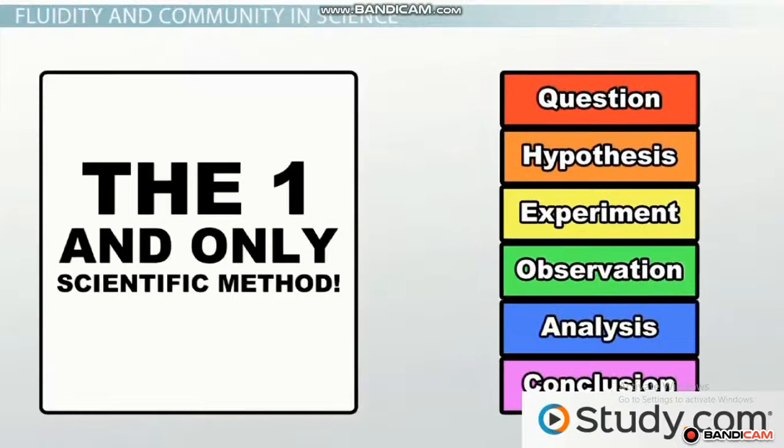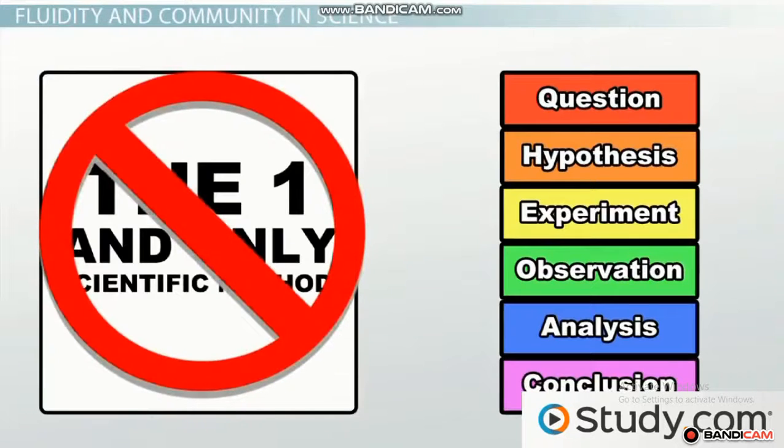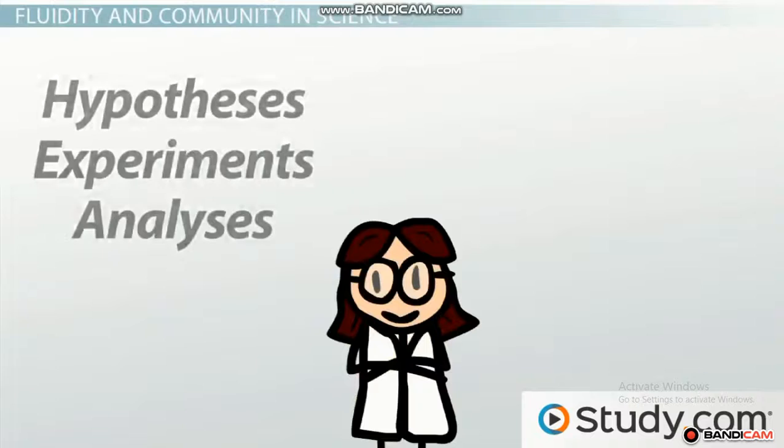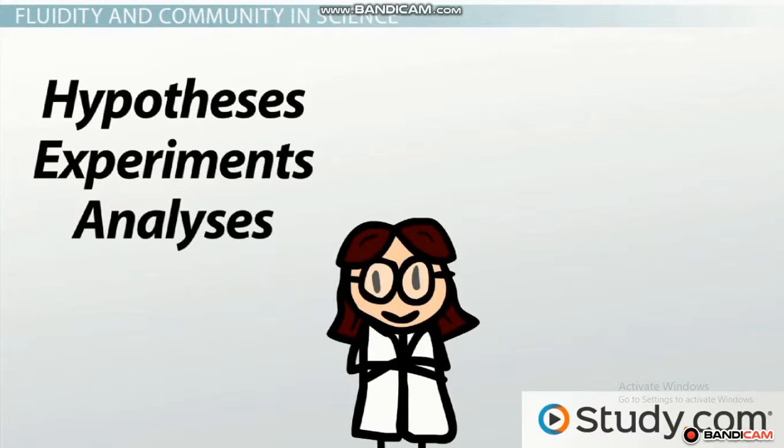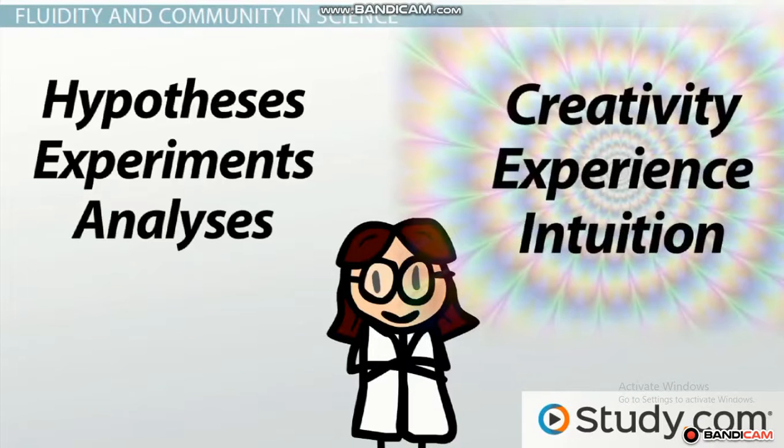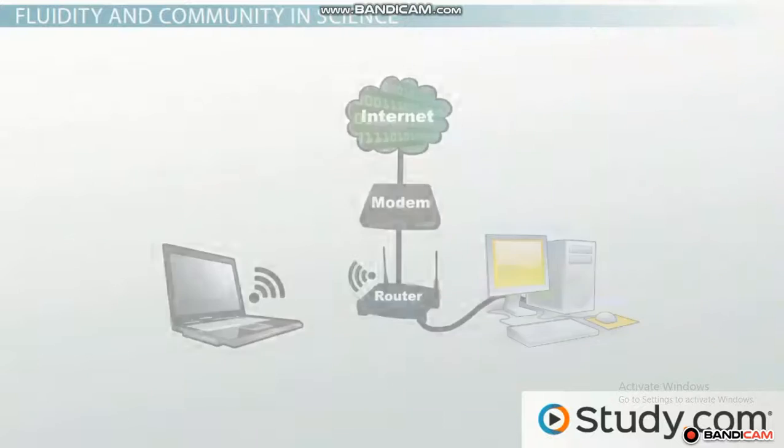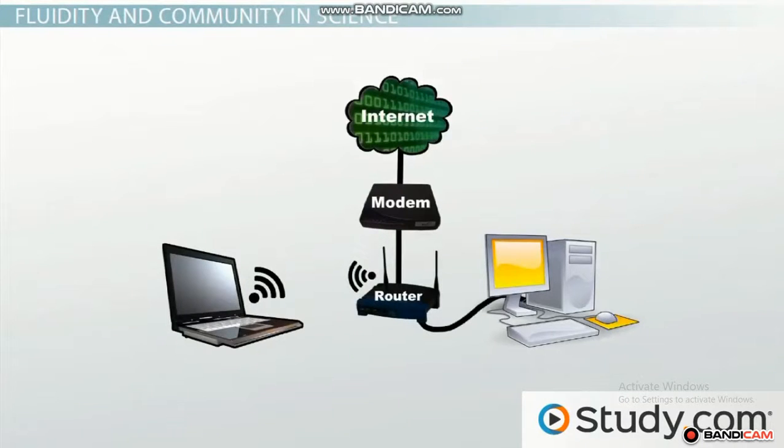Keep in mind that the key elements of the scientific method are not the only things that keep science moving forward. It's not nearly as rigid as many textbooks describe. In addition to hypotheses, experiments, and analyses, science requires more subjective processes like creativity, experience, and intuition. In my problem with the internet, I needed to reference my basic knowledge of computerized technology. I knew from experience that unplugged cords were most likely the cause of the problem.